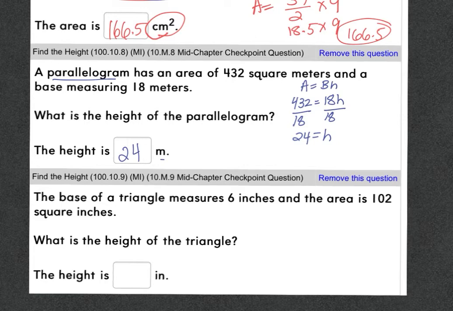And if you wanted to check that answer, you could always plug it back into the equation and you could do 18 times 24 and you would get 432. So you know that your answer is correct.